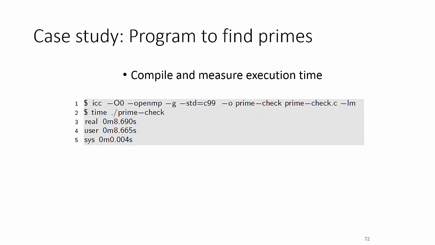So first we compile it. This is with the Intel compiler. As I said earlier on, we turn off optimizations, and we use -g to allow for profilers to work more correctly. So we run this program. We find out that this is sequential code so far. Execution time is 8.7 seconds, of which almost all is in user mode. All right.